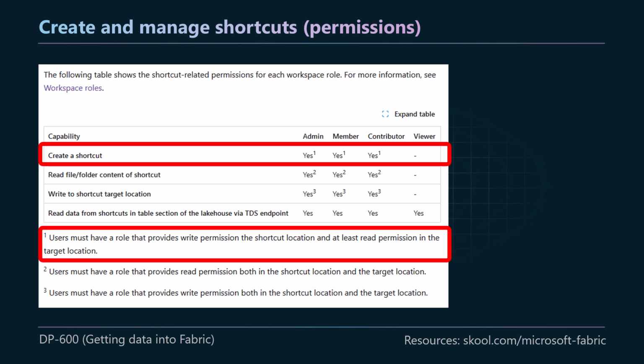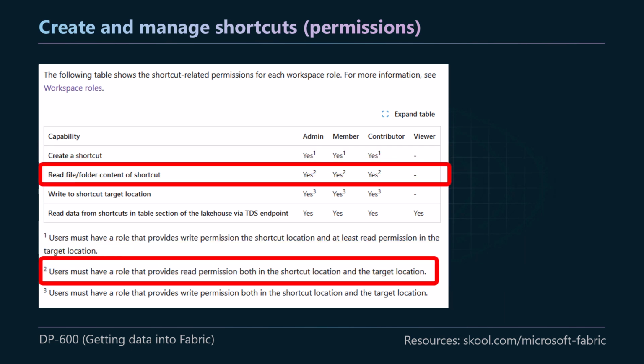Well, to be able to create a shortcut, the user needs write permission in the place that they're creating the shortcut, and also read permission of the file or the thing that they're shortcutting to. Okay, so these are the two permissions that you need side by side to create a new shortcut.